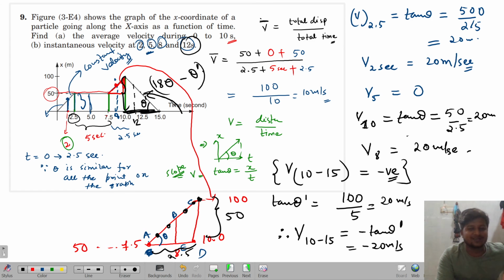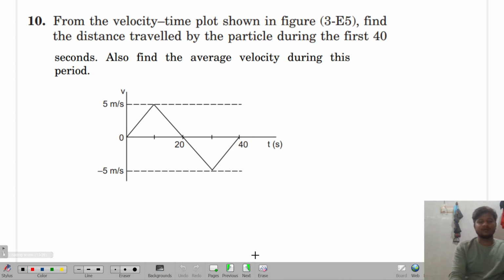Okay, so all of you guys are here. Now the last question. I think till 10 we'll only be able to solve this much. So now look over here, what is it asking? From the velocity time plot. Now look over here, a velocity time graph is there, not the displacement time graph. So calculate. It is asking, find the distance traveled by the particle during the first 40 seconds.